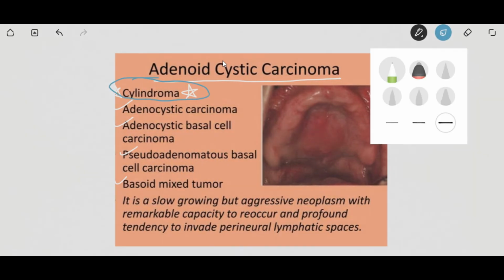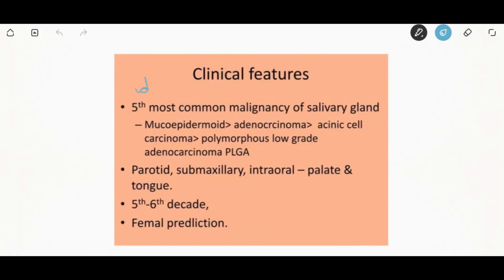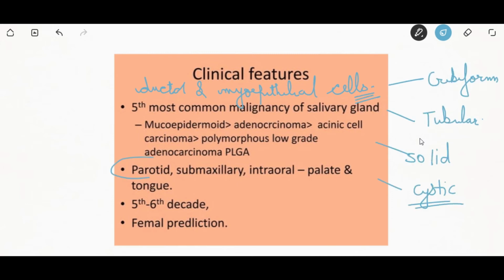It is characterized by proliferation of ductal and myoepithelial cells. So two cells, one are the ductal cells and the other are the myoepithelial cells, in a cribriform, tubular, solid or cystic pattern. What are the features of this adenoid cystic carcinoma? Which salivary glands are most commonly involved by this tumor? They are the parotid, submaxillary and accessory glands in the palate and tongue.